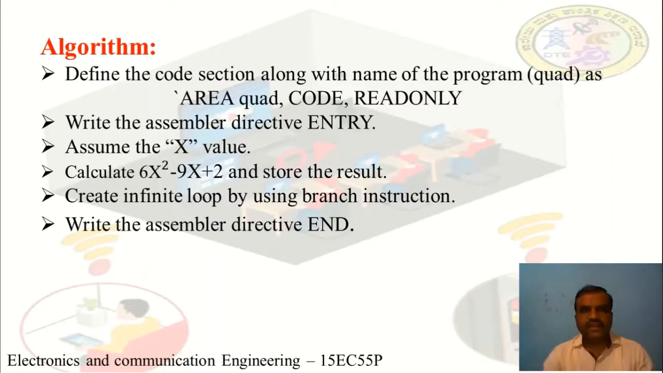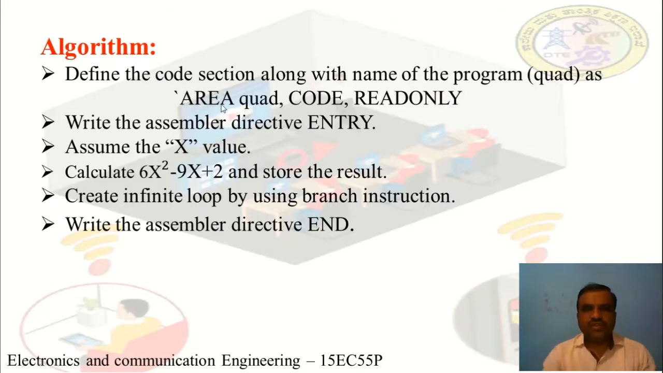Next we'll see the algorithm of the program. First you have to define the code section by using the area assembler directive along with the name of the program. The name of the program can be any label. For example, in this program I have used the name of the program as quad. Area assembler directive indicates to the assembler whether it is the code section or the data section.